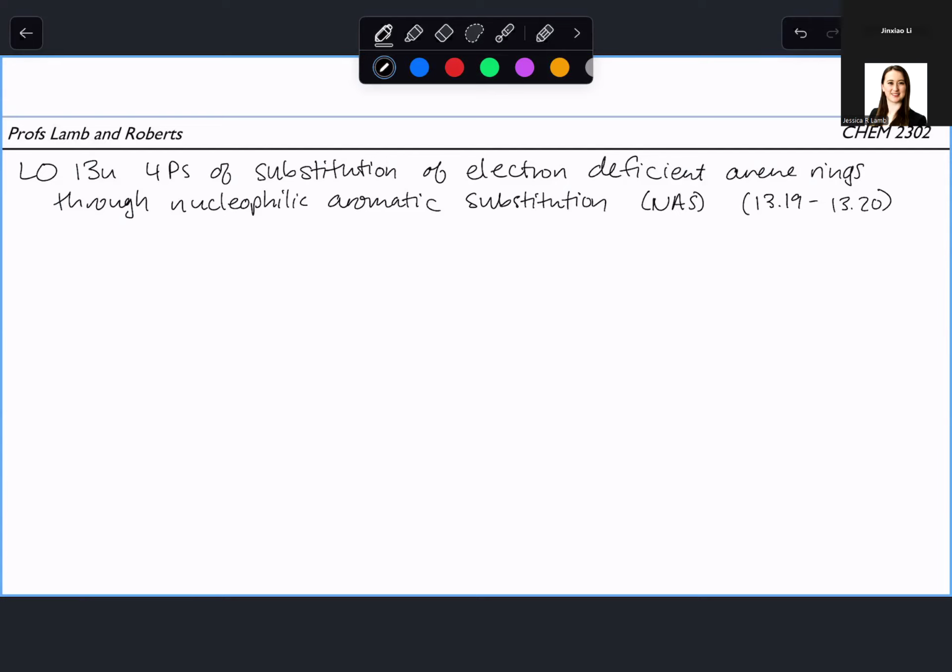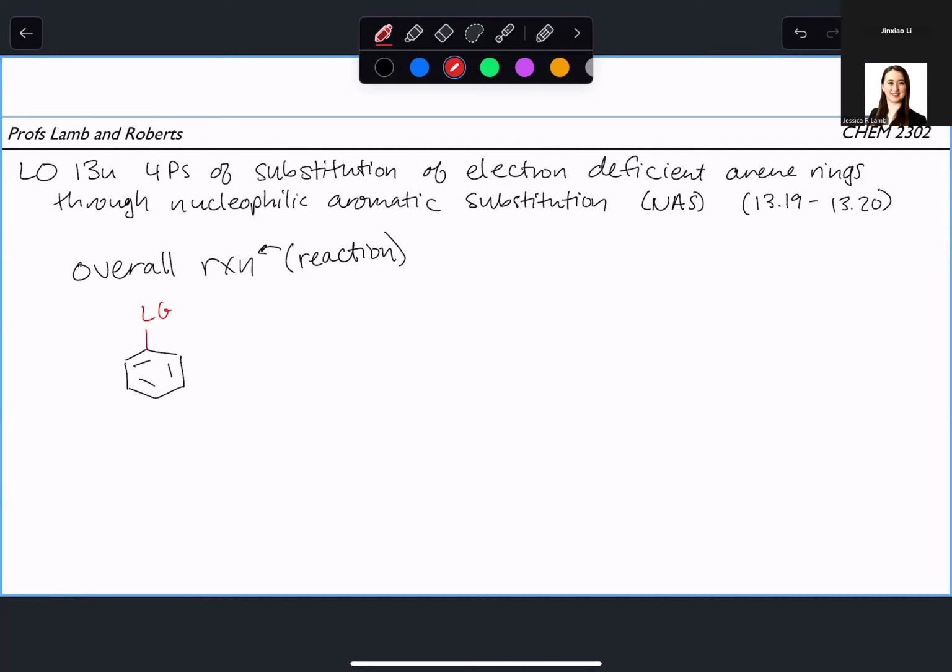Okay, so before we get into the mechanism, let's just look at the overall reaction. I often abbreviate reaction as RXN, just because it's easier to write, so in case you're confused by that, RXN means reaction. In this reaction, we have our aromatic ring, but now we need a leaving group attached. I'm going to put that leaving group at the top. And we need an electron withdrawing group. We'll talk about that in a second too. And we are going to react that aromatic ring with some sort of nucleophile.